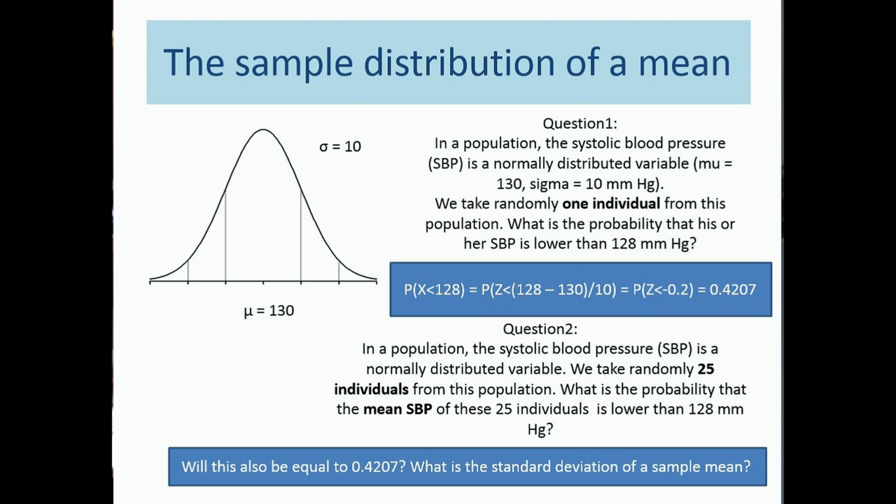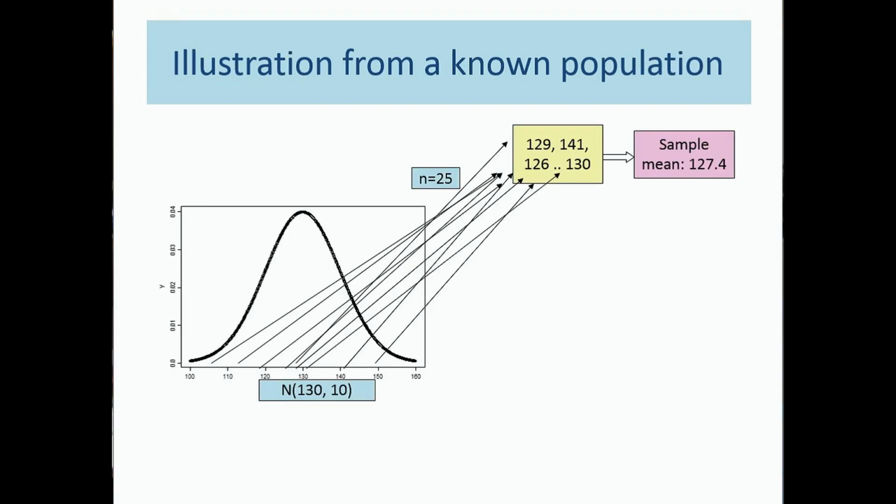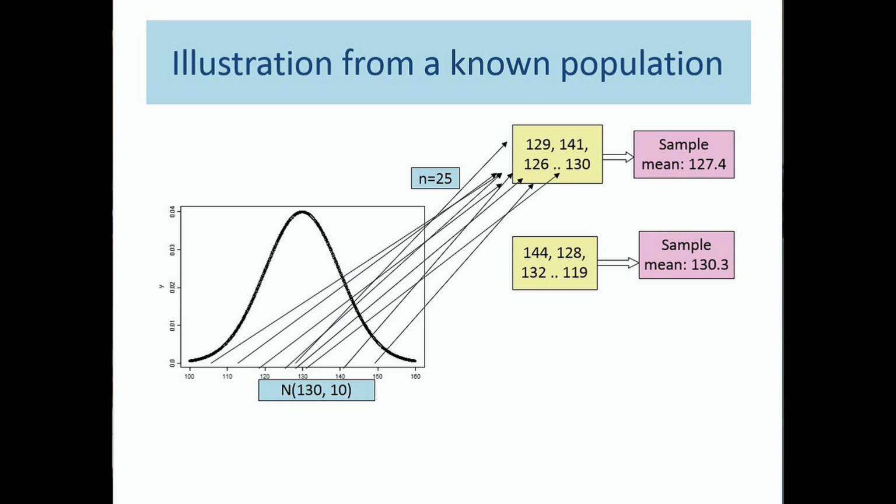And I'll show you on the next slide how it works. I simulated from a known population with a known mean and a known standard deviation some samples. I took a random sample of 25 observations and I calculated the sample mean. The sample mean for this first sample was 127.4. Then I did it again. Again 25 observations, and I calculated the mean, 130.3.